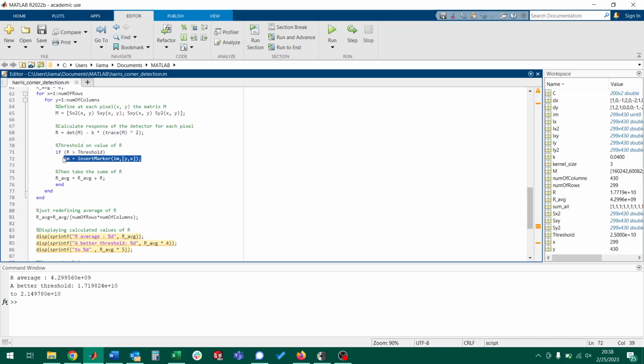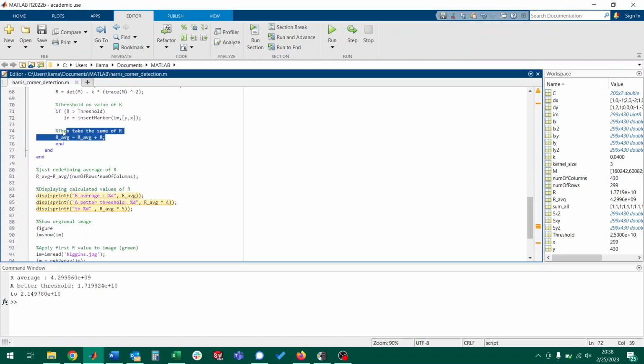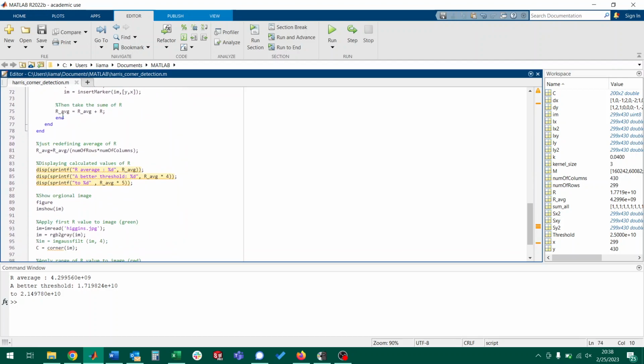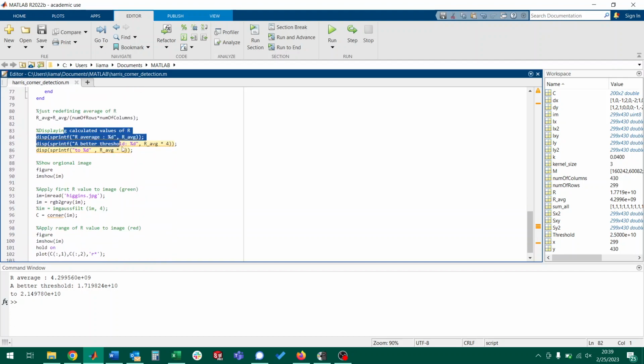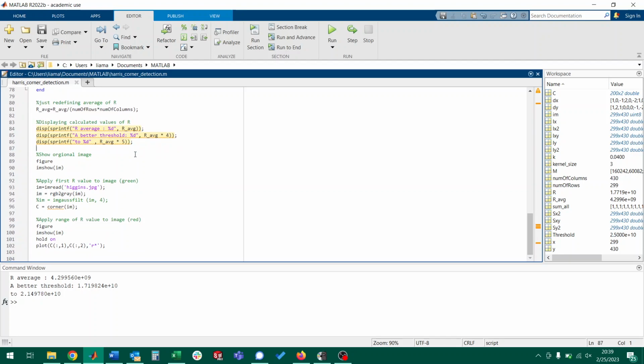So basically, how sensitive is it? Then im is just the equivalent for the image, so we just insert markers for the first threshold. Then we take the sum of R, which is just R average plus R, and then we define the average, which is R total divided by the number of rows and columns of the image itself. And then we get a calculated range of R, which is basically how many R values are in the objects. Again, we just show the original image, and then red to green. So you'll see the first R value, and then the range is in the red.